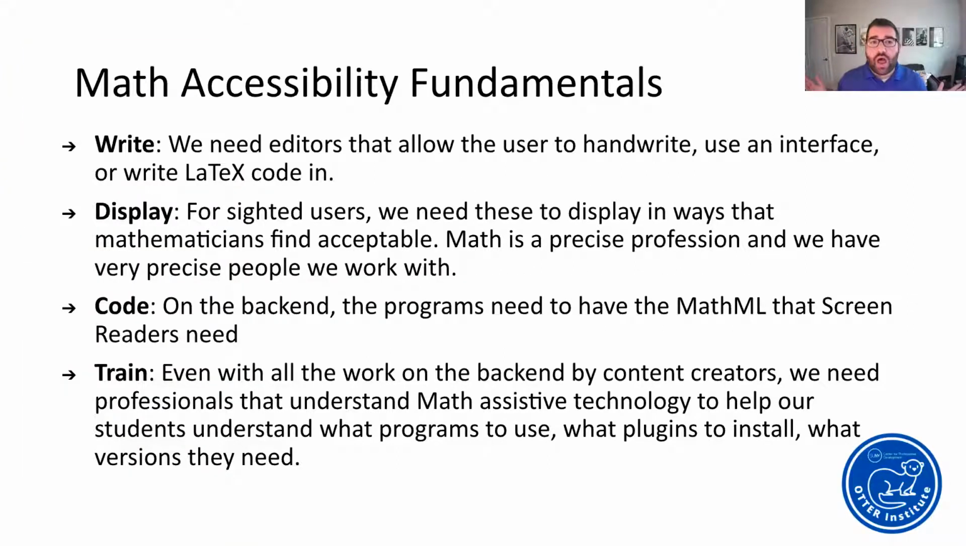So again, I just broke down these 4 priorities, and we're going to organize the rest of our time together through this. I'm going to go through how you write it, how it's displayed visually, how it's coded on the back end to make sure that it actually is accessible, and then talk about that conversation that we need to have. And you know what? Next time I give this presentation, I'm not going to say train. I'm going to say collaborate, because that's what I really mean. We just need to keep talking about this.